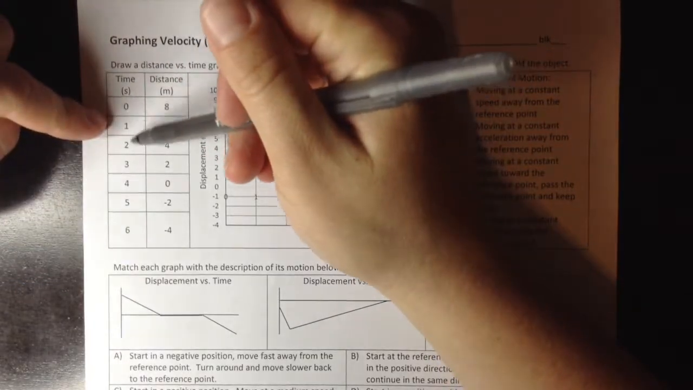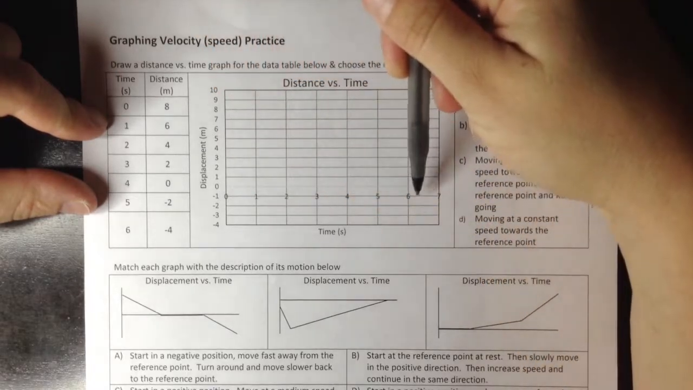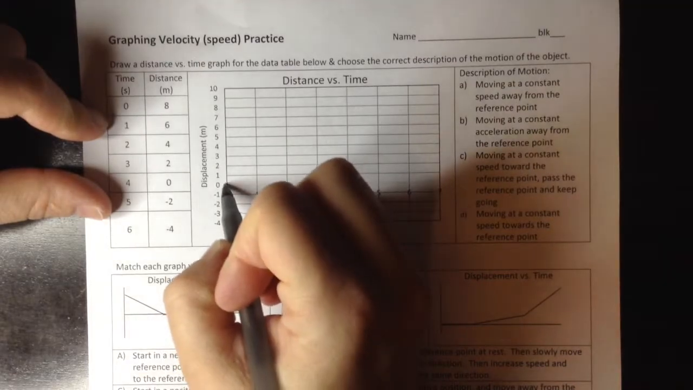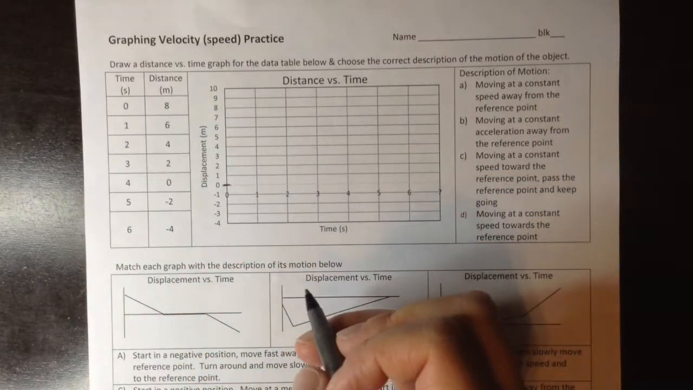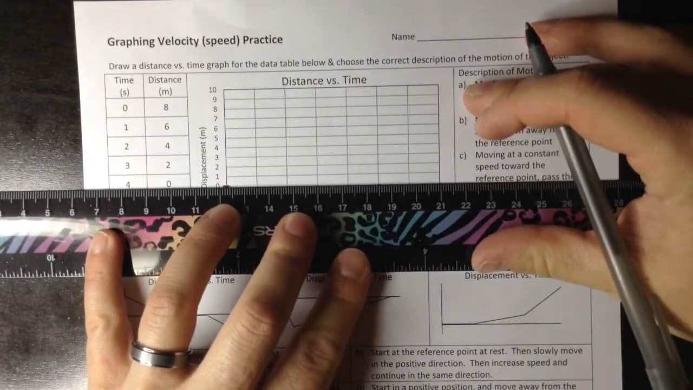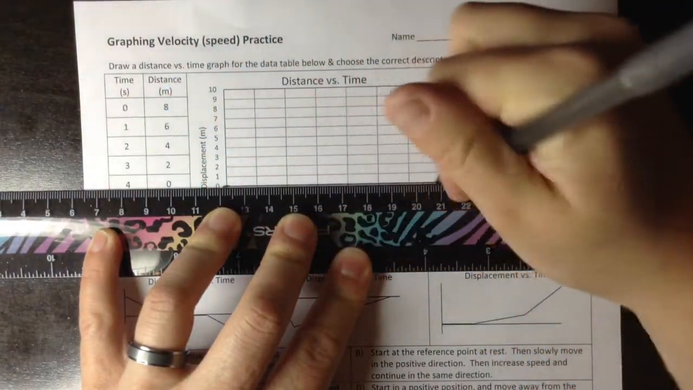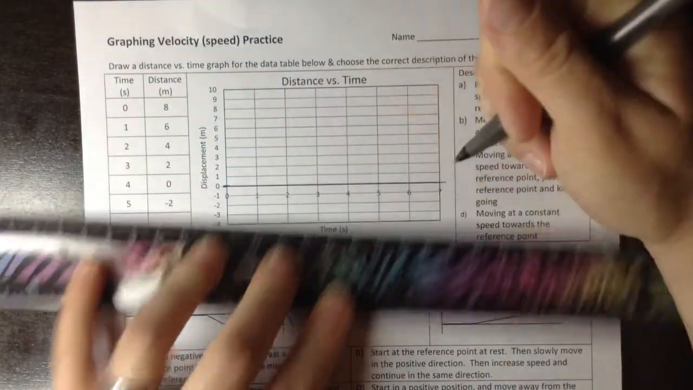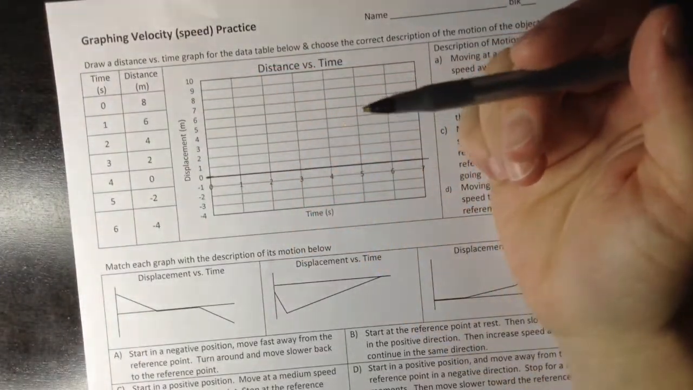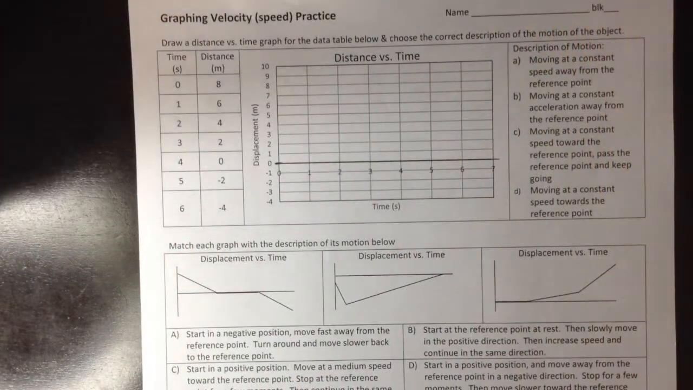Alright, so time 0, 1, 2, 3, 4, 5, 6. We have a total of 6 seconds, so time going across horizontally. Now if you pay close attention, this is actually the reference point. So you might want to emphasize that so that you don't get confused. Okay, so that's your reference point right there, or your x-axis. And of course, here we have our y-axis. So first plot the points, then connect the dots.